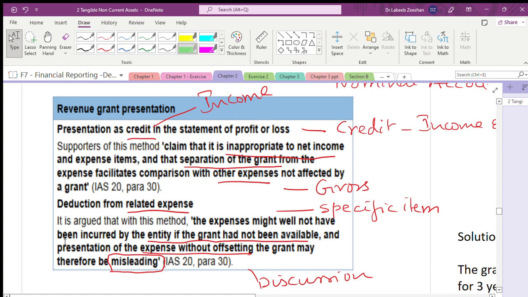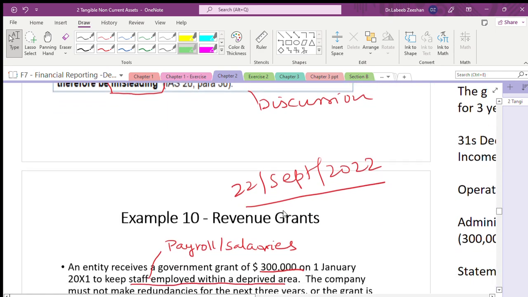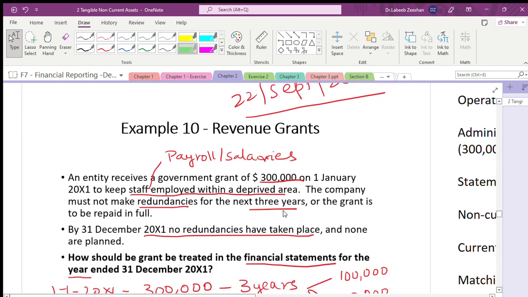It has to be inappropriate. The claim that supporters of this method make is that it is inappropriate to net income and expenses. Separation of the grant from the expenses facilitates comparison with other expenses. There are some arguments and counterarguments. Deduction: it is argued that with this method the expenses might well not have been incurred by the entity. Yes, if you are not spending, you should not take it into account. Is it right? That is with respect to a revenue grant.